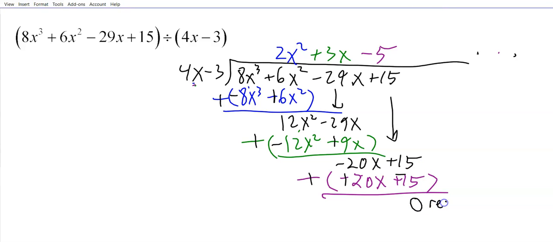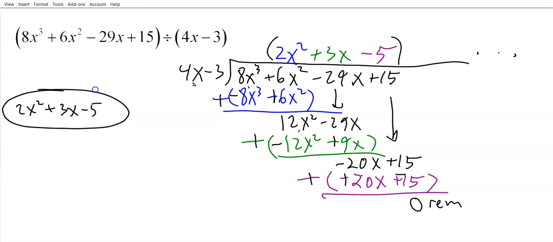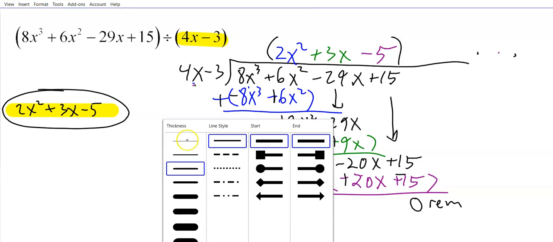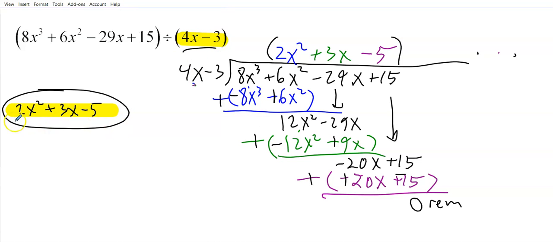So my remainder is 0, which means this is a factor, right? So my answer is 2x squared plus 3x minus 5. That's my answer. This is not part of the question, but if I were to multiply this times this, guess what I would get? Do you have a guess? So they are factors. This is a factor because the remainder is 0. This is a factor. So you multiply, and you would get this polynomial right there.